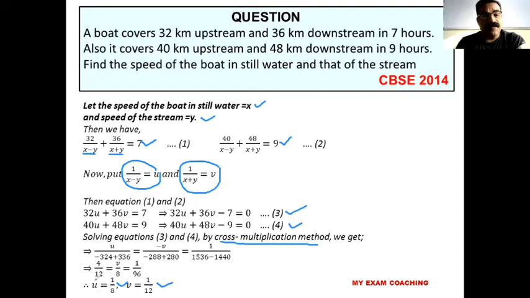Once you get the values of u and v, we will put them here. 1 by x minus y is equal to u and 1 by x plus y is equal to v. We got the values of u and v. Substitute here so that we can find the values of x and y. So kindly note it, then we'll go to the next slide.